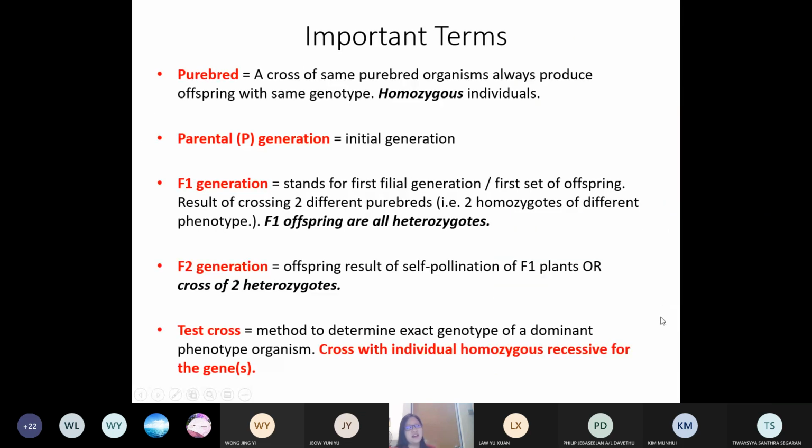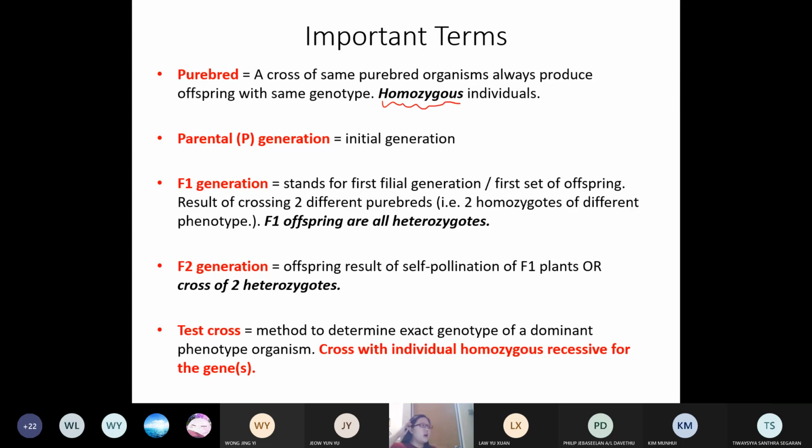Let's go back to the previous slide here. Let's lay down some important terms we've learned so far. Number one, what is purebred? Purebred always produce offspring with the same genotype. If you cross them together, these are homozygous individuals. So in exam, when they say this is purebred, they are homozygous, confirmed.